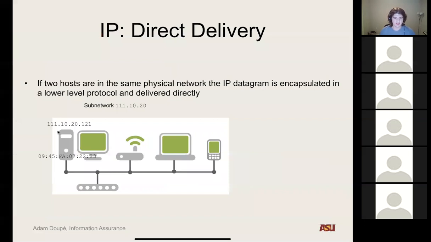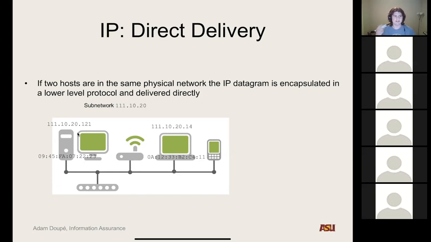So we are 111.10.20.121, and we are on the subnet, right? So this is what we talked about with the subnet mask. Our subnet mask here is a /24. So we know that any IP address that begins with the first 24 bits that's the same as ours, which is 111.10.20, is going to be on the same local network.